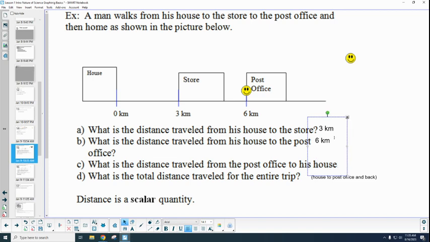If we traveled the distance from the post office to the house, that would also be 6 kilometers, because it's just going in the reverse direction. We don't care about positive or negative with that. So the space between those is the distance.